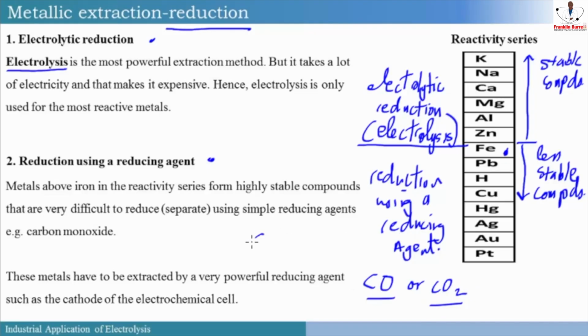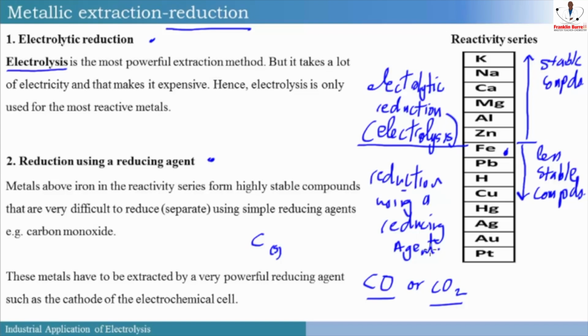Carbon is a solid, so being solid, it will not work as effectively as if it is in the gaseous state, where it is carbon monoxide or carbon dioxide. So the reducing agent is really carbon, but it is oxidized to form carbon monoxide or carbon dioxide, and these are more effective reducing agents than solid carbon itself. So just remember, all we need to know is that those above iron are separated from their compounds by electrolytic reduction, electrolysis, because they form highly stable compounds.